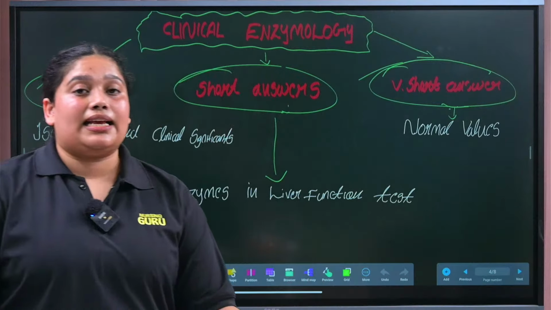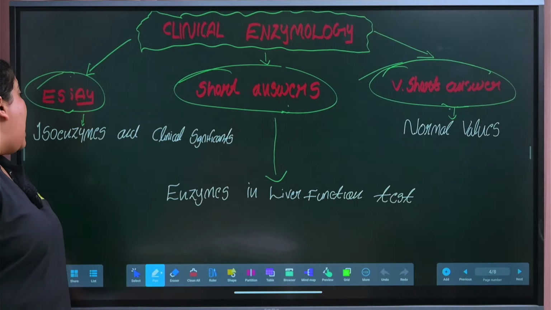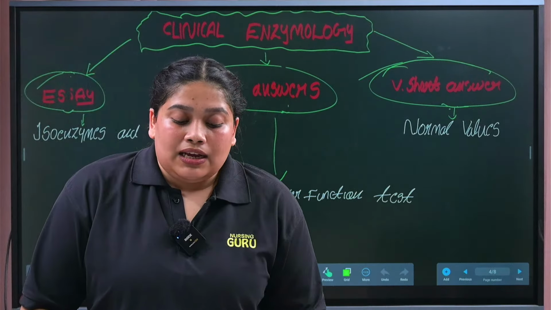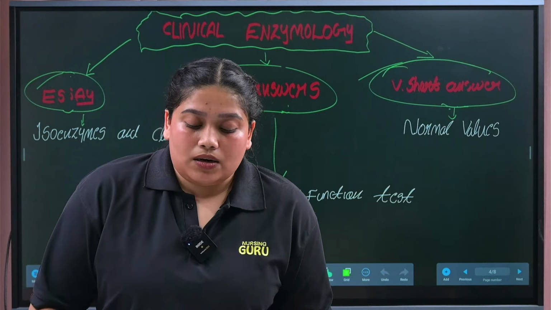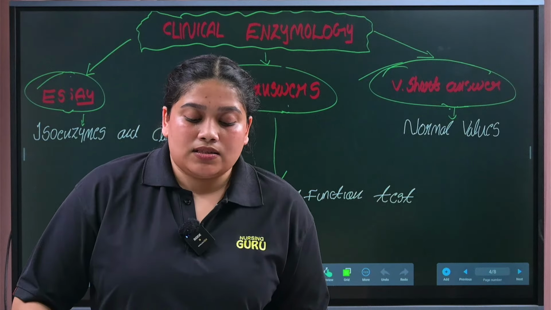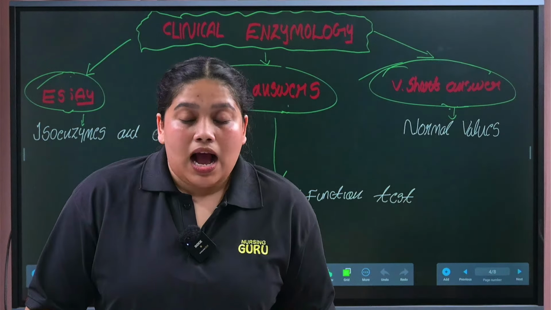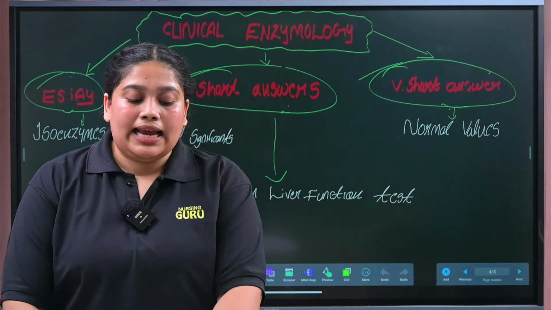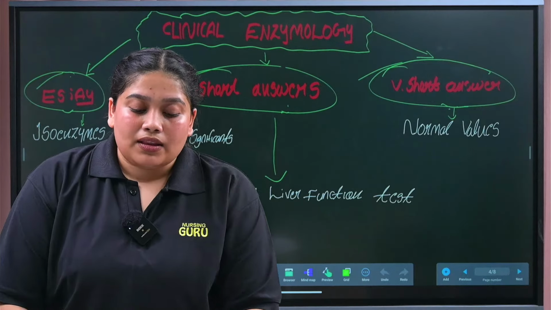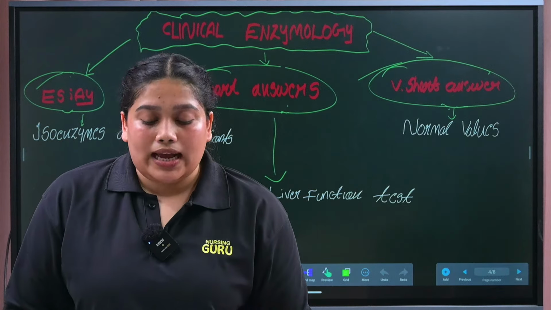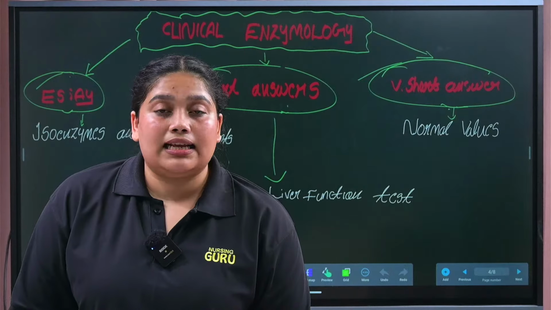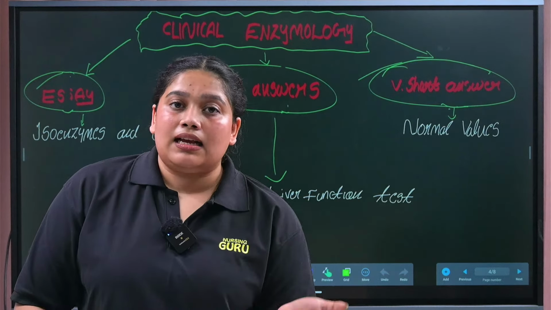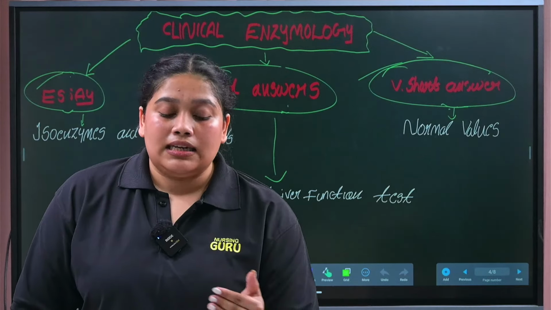In that we can expect only one essay, that is isoenzymes and clinical significance. In that you have to write down what is isoenzyme. Okay, it's also called isozymes. And there is a classification, that is LDH and creatine phosphokinase, and third one alkaline phosphatase. So you have to write down these three and write down elaboration of the three.